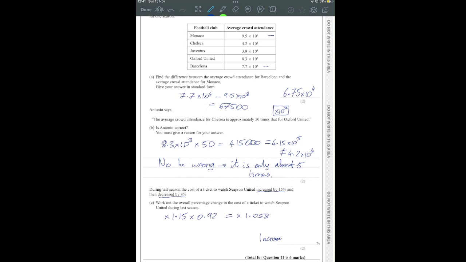We notice that is an increase, which it doesn't tell us in the question. We know that's an increase because it's bigger than 1, and the percentage increase is 5.8. We lose the 1 and times by 100 to turn it back into a percentage.